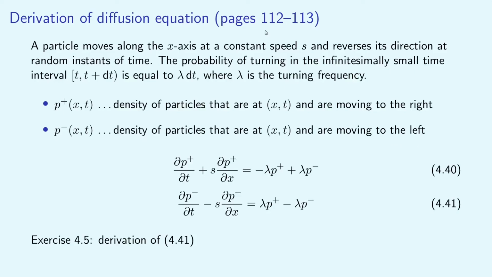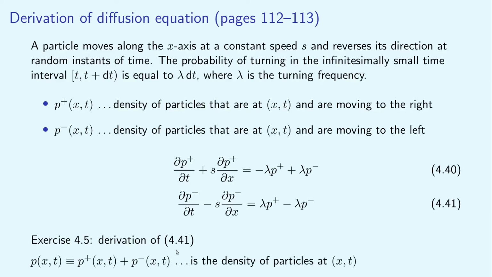On page 112 of the lecture notes, I presented the derivation of equation 440 for P plus, and I left the derivation of the analogical equation for P minus to you as exercise 4.5. You could try to derive both equations 440 and 441 yourself. However, if you have any difficulties with this derivation, then please first read the derivation of equation 440 in the lecture notes, and then modify this derivation to solve exercise 4.5 by deriving equation 441.